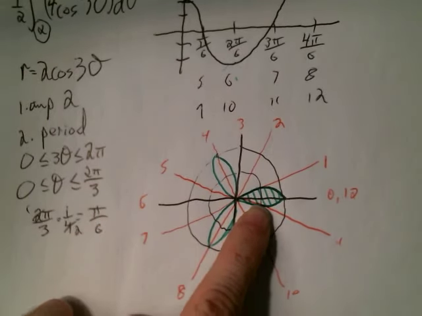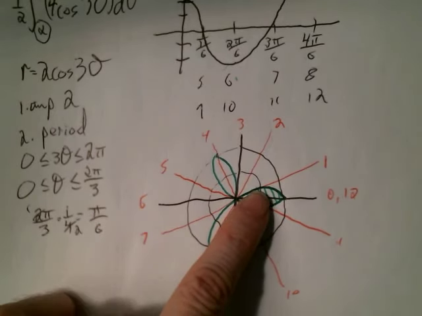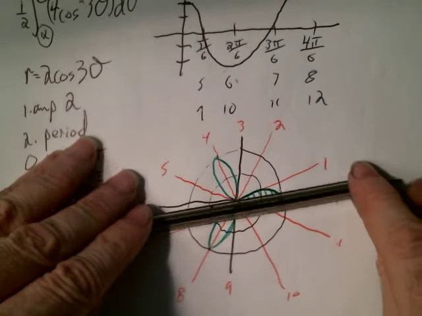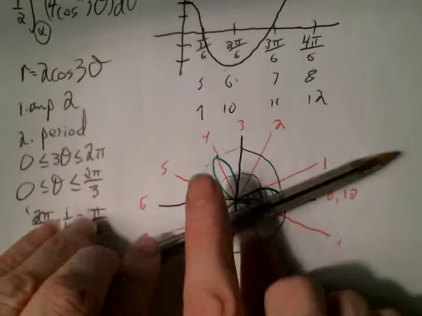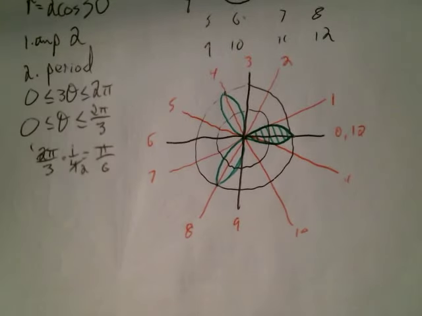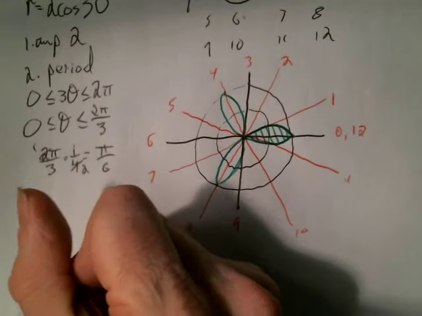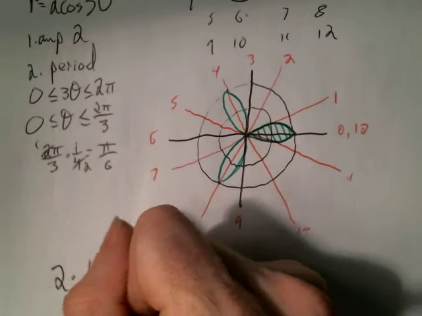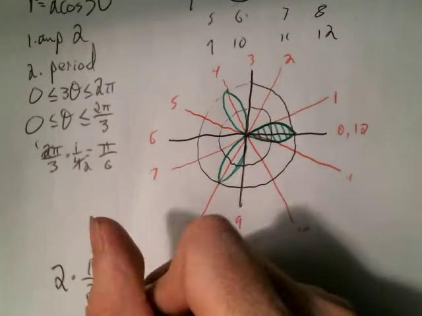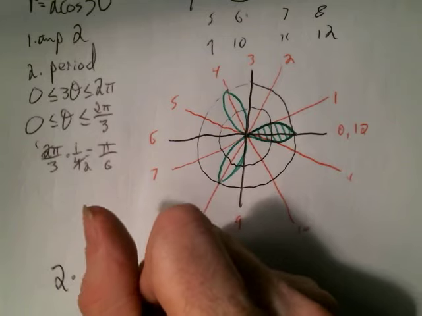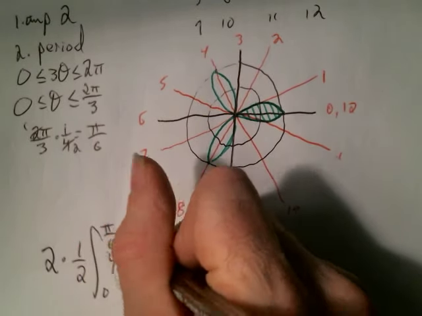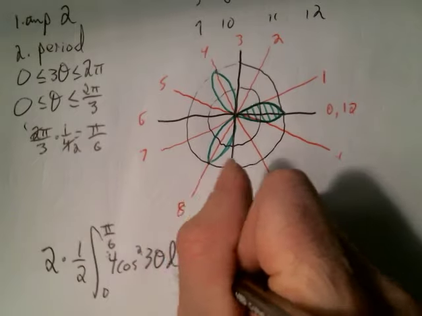So if it's symmetric, then all I have to really do is find the area of half of it. So I can basically integrate from 0 to pi over 6, but multiply it by 2, right? So my end integral then will be 2 times 1/2 times the integral from 0 to pi over 6 of our r squared, which ended up being 4 cosine squared of 3 theta d theta.